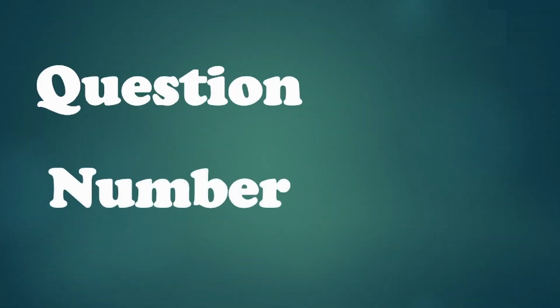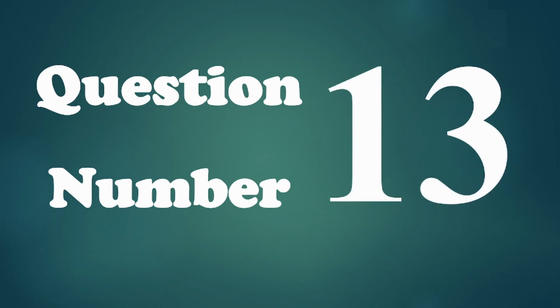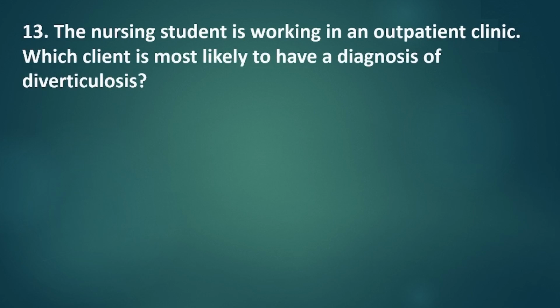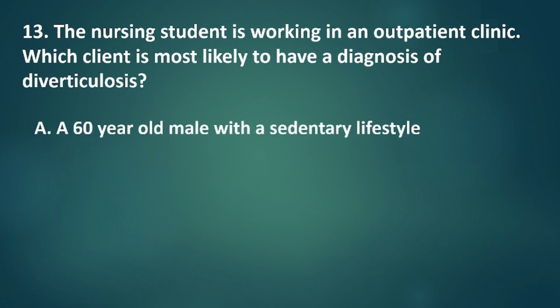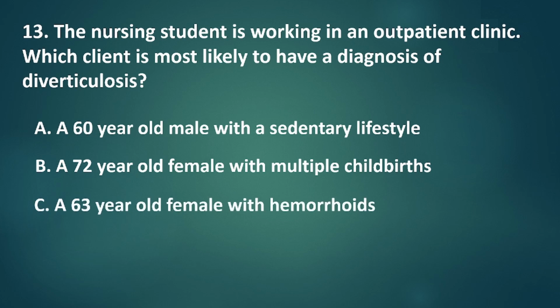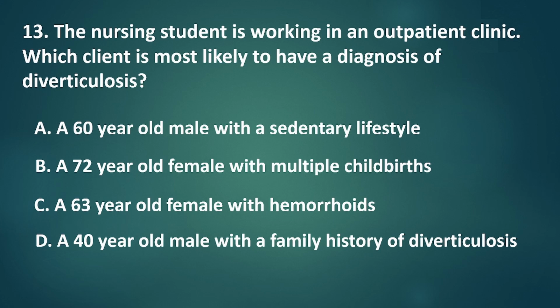Question number 13. The nursing student is working in an outpatient clinic. Which client is most likely to have a diagnosis of diverticulosis? A. A 60-year-old male with a sedentary lifestyle. B. A 72-year-old female with multiple childbirths. C. A 63-year-old female with hemorrhoids. D. A 40-year-old male with a family history of diverticulosis.